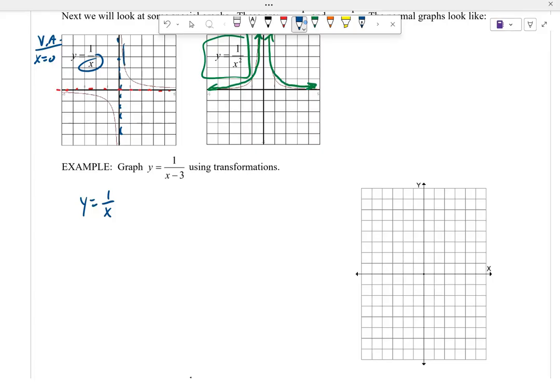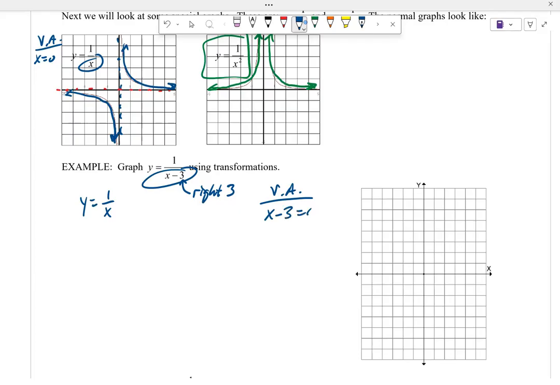Y equals 1 over x. The one on the left, let's do it in blue here, except we've moved it right 3. And if you're not sure, then go ahead and just graph your vertical asymptote.